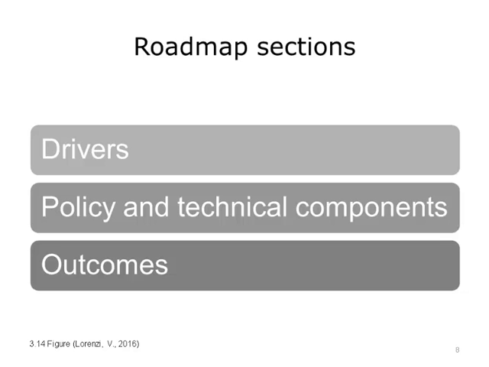Let's look at this journey and its sections. Imagine parallel roads on our journey to the learning health system. The roadmap is divided into 3 sections, or roads, each with goals and milestones. One set of roads is the drivers. A next set of roads is the policy and technical components. And the next set of roads is outcomes.